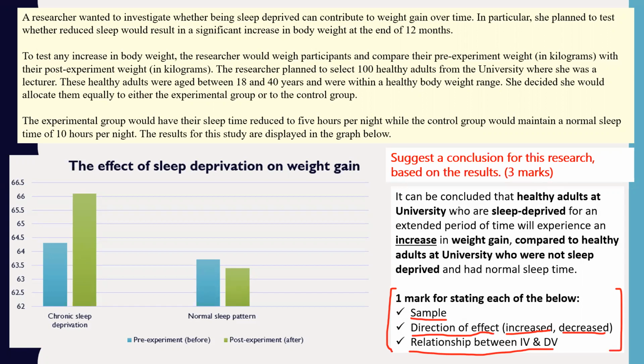So the answer is that it can be concluded that healthy adults at university who are sleep deprived for an extended period of time, or we could even say for 12 months, will experience an increase in weight gain compared to healthy adults at university who are not sleep deprived or who had normal sleep time.